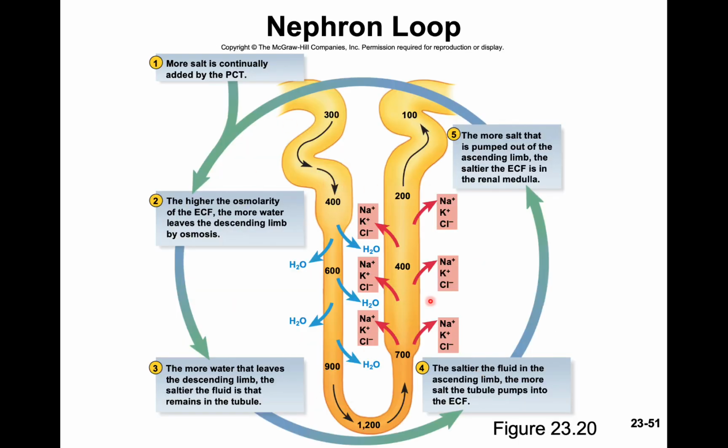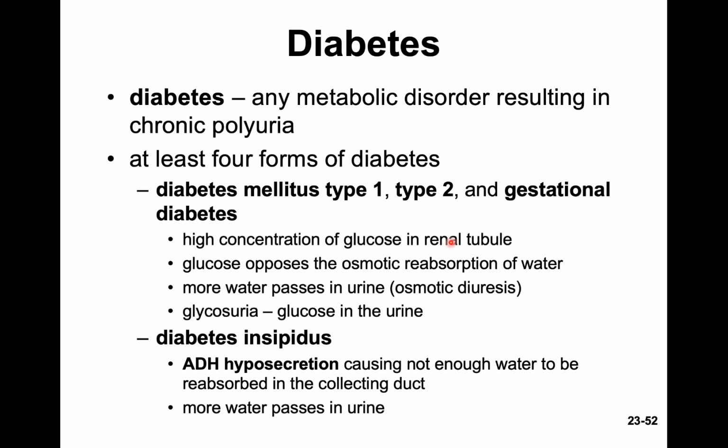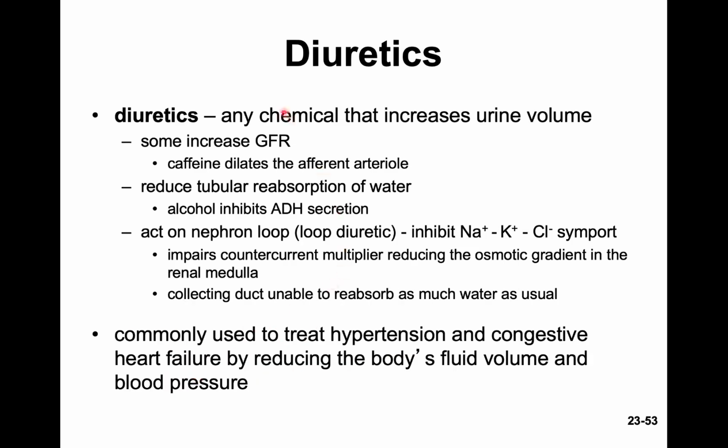This is a review for you, loop of Henle. And then these last 2 slides, I would like for you to read about diabetes and be able to distinguish between typical diabetes type 1, type 2, and gestational, and then diabetes insipidus. This one has to do with ADH hyposecretion. And then the last thing I want you to make sure to read over is diuretics. Understand how the 3 types of diuretics work and examples of those types of diuretics.